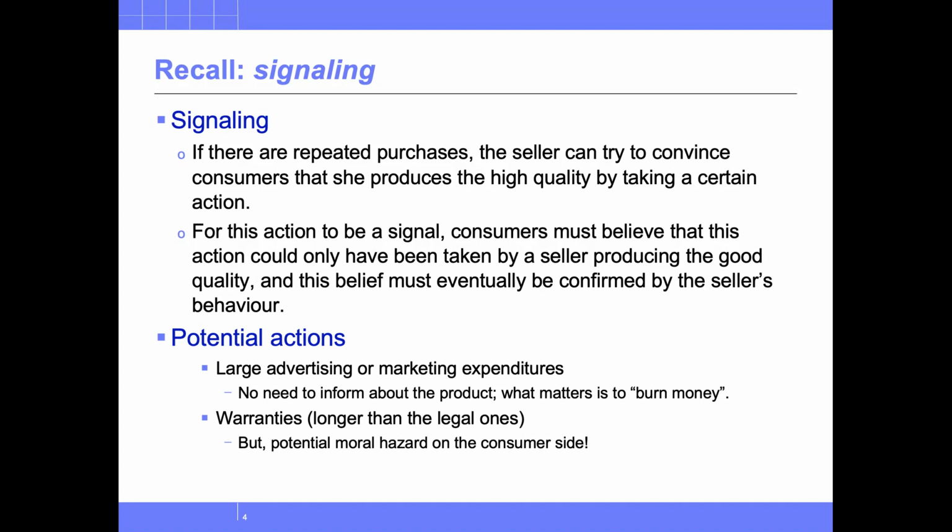seller, then the seller can try to take some actions that will signal the quality of their product to the consumers. And remember, for this action to be a signal, consumers must believe that this action could only have been taken by a seller producing the good quality. And this belief must eventually be confirmed by the seller's behavior. Right? So this is a theory of the signal, and we've seen two examples.